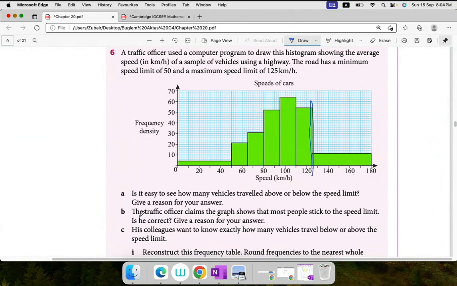I just thought that calculation is not hard. But yes, in this case, we will say no, it is not easy because we have to make those calculations. As this is giving me 10, the number of vehicles is not actually 10. So for more than 125 to 180, the difference is 55. 55 into 10 is 550 vehicles.